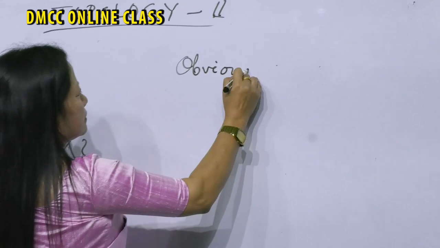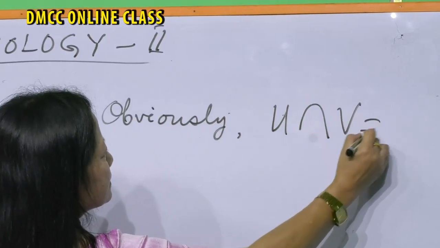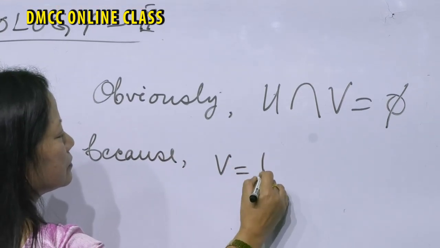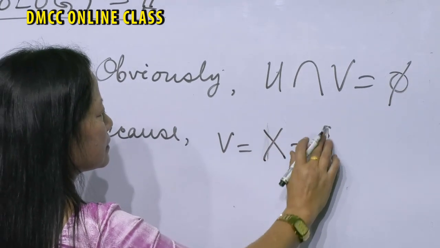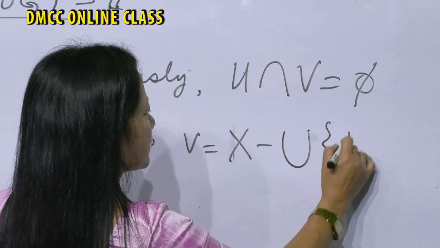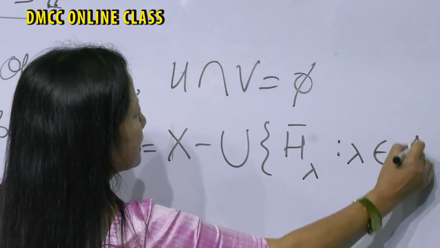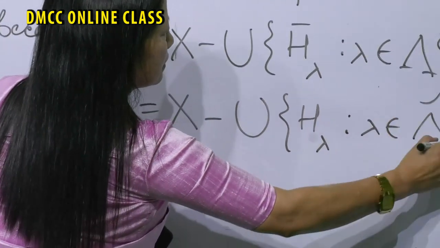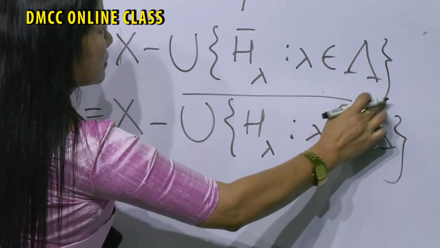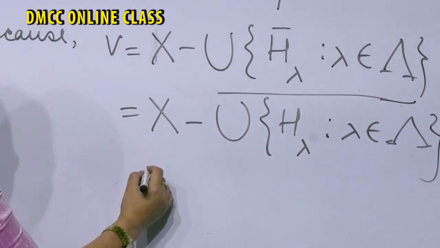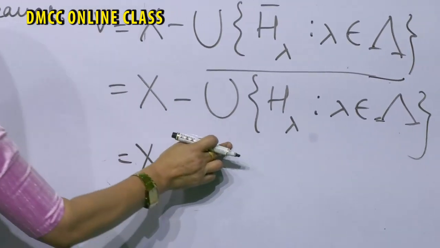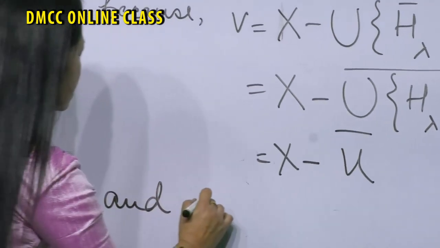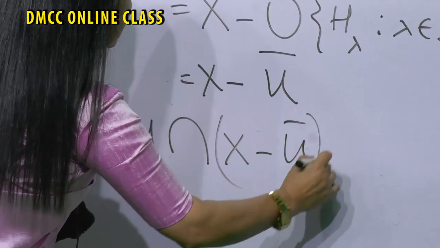Obviously, U intersection V is empty because V is equal to X minus the union of S lambda bar such that lambda belongs to the index set, which is further equal to X minus the closure of the union of S lambda. If I use equation number one, this must be U, so U closure, and we know that U intersection X minus U closure is always empty.